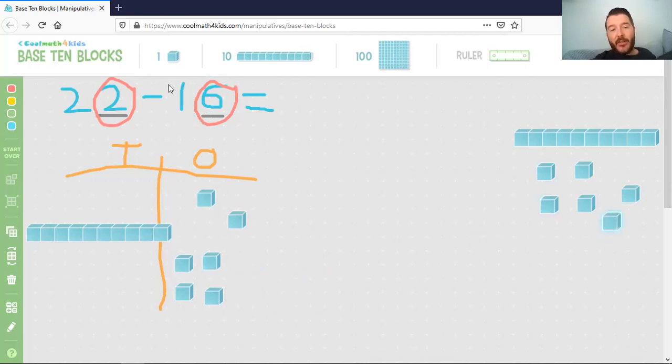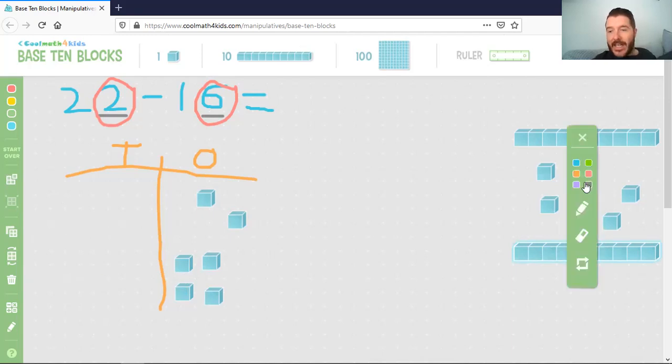How many 10s do I need to take away? 1. So I need to take away that 10, don't I? And let's check what I've got left. 1, 2, 3, 4, 5, 6. So 22 take away 16 gives us 6. Okay. So that's how we would do that with physical base 10.